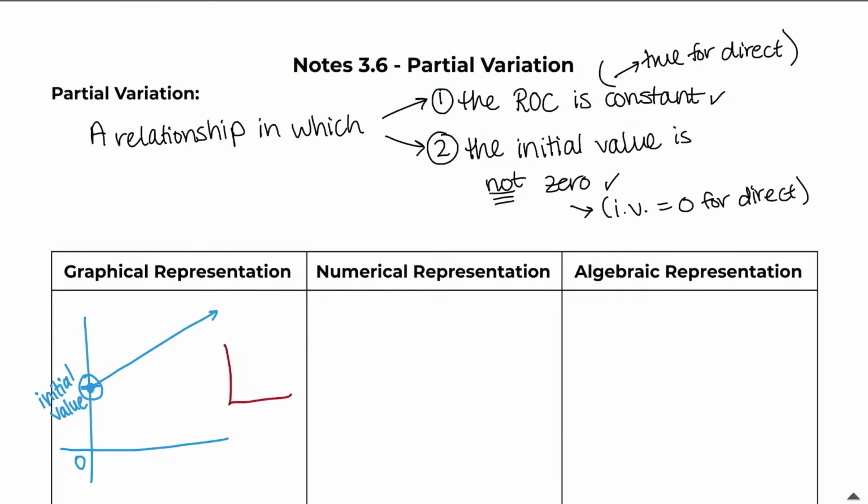We could also have a graph that looks like this right here where we have an initial value still and it goes down. Okay, that's still an example of a partial variation.